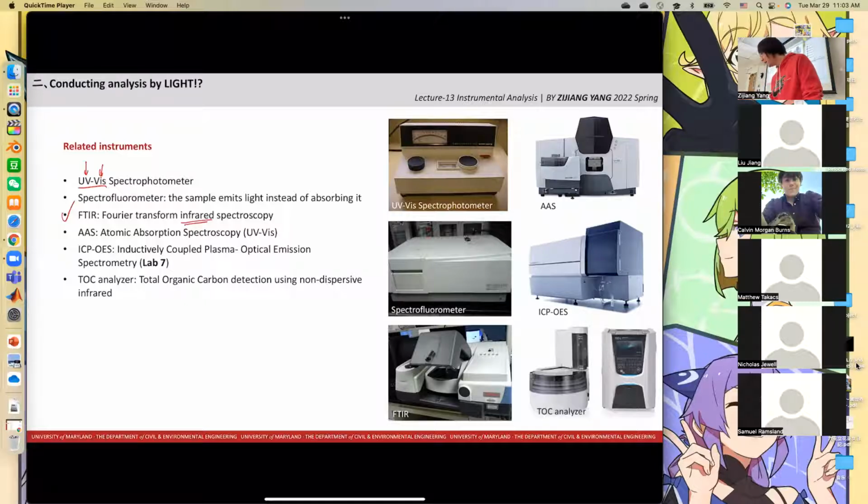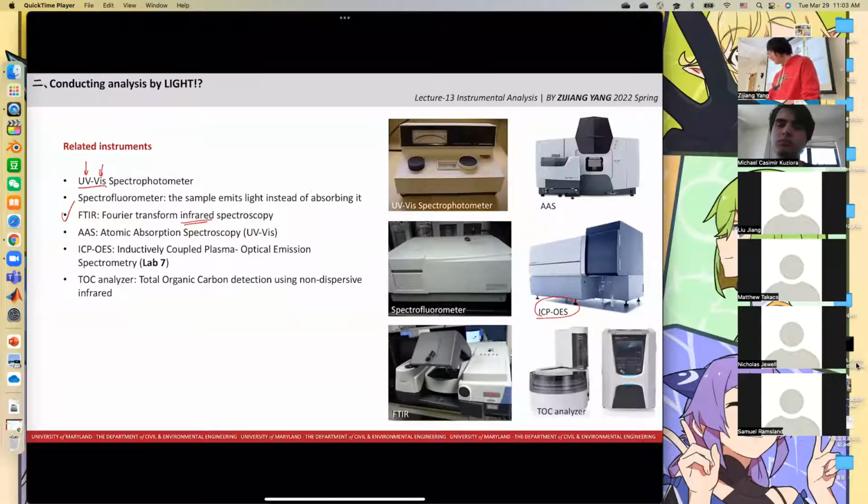And in this class, I think we are going to use ICP in the heavy metal lab, and we are also going to use GC, which is not here. Okay, so we are going to use these instruments in the heavy metal lab. And here are some other examples.